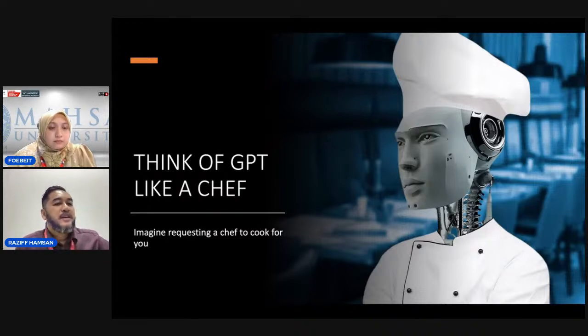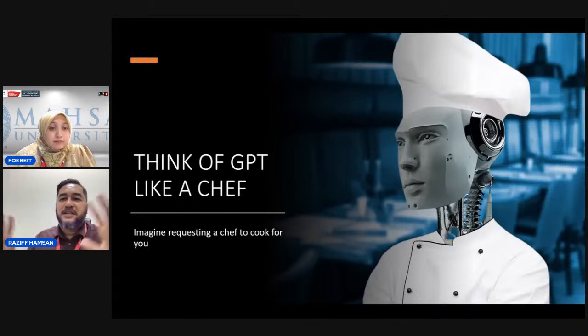Right, so GPT. I like to use this analogy. Imagine GPT is like a chef. How are we going to make it ethical? We talk about ethics and values. So think of it, GPT is like a chef, right? Imagine that GPT is your personal chef.